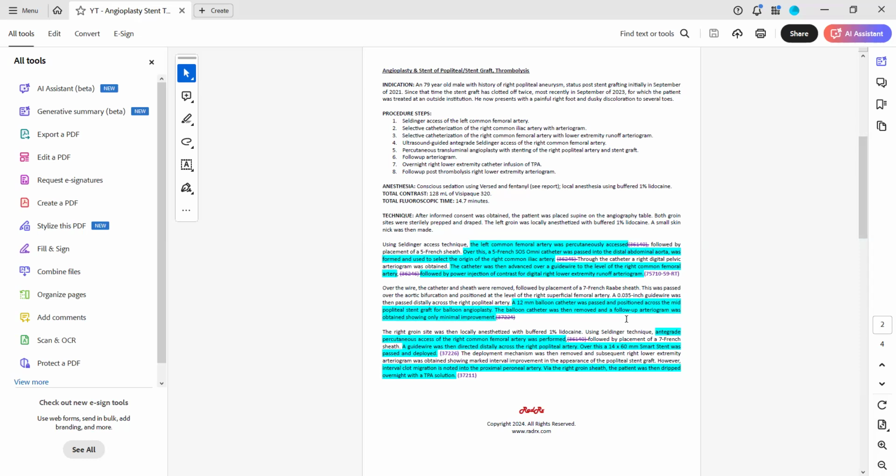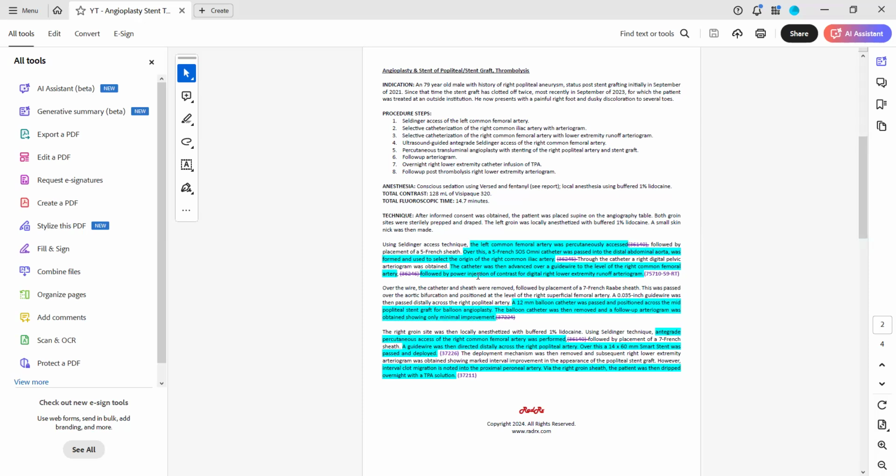Then we see that there is an angioplasty with stent done in the right popliteal and the stent graft. And then we see that there's a TPA infusion overnight, and then the follow-up post-thrombolysis of the right lower extremity on the following day. So this gives us an idea of the codes that we are looking at. We're looking at our stenting codes. We're looking at our thrombolysis codes. So let's go ahead and jump into this report and see what we have.